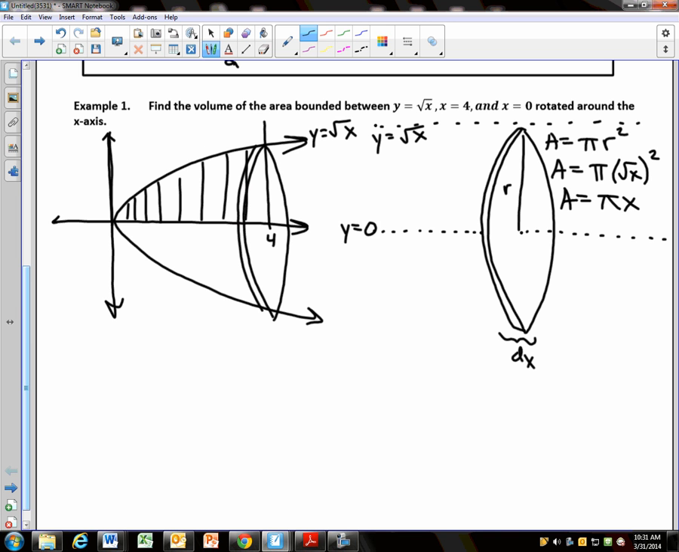We're going to do an infinite number of these. If we're going to do an infinite number, we need an integral. Where are we starting to integrate from? 0 to 4. And we have the integral. I like to write my pi out front. x dx.